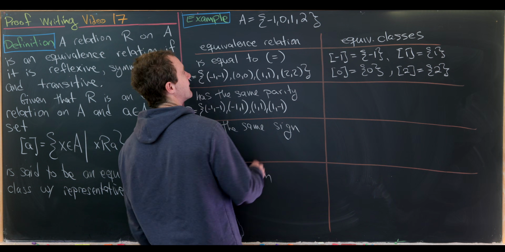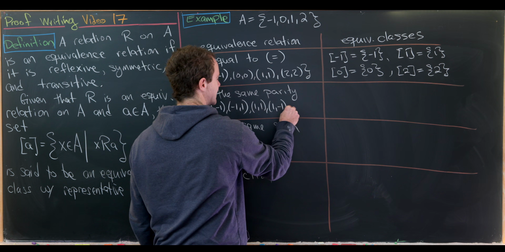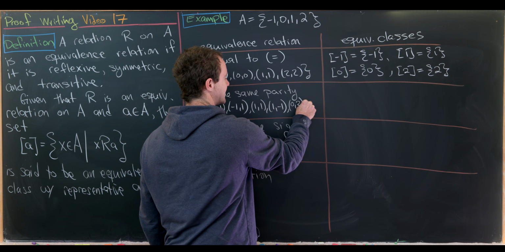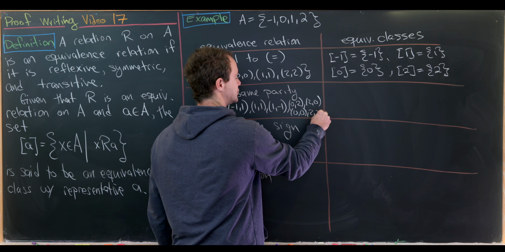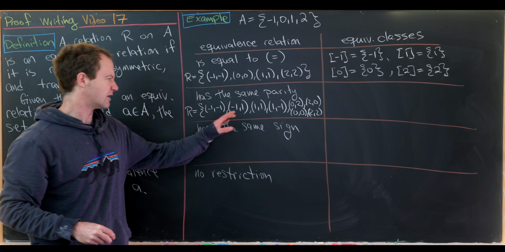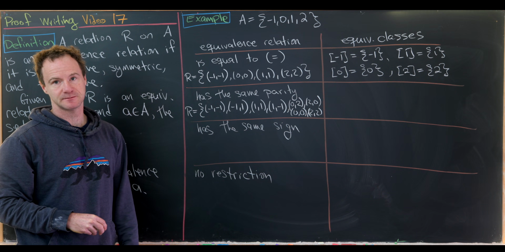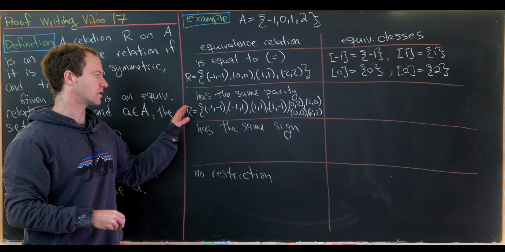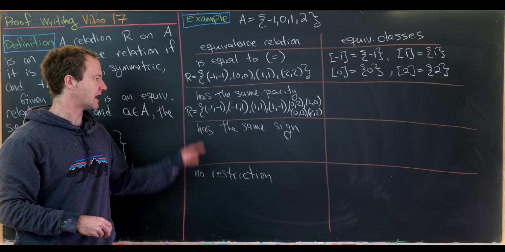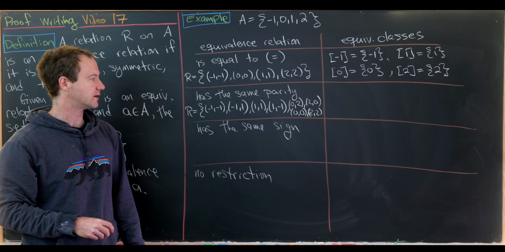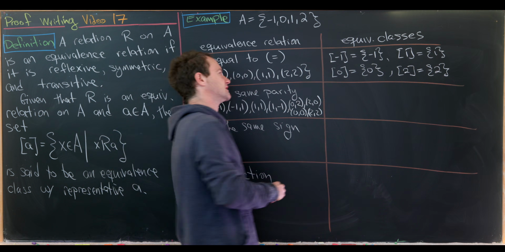And then we also have relations between 0 and 2. So 0 is related to 2, 2 is related to 0, 0 is related to itself, and 2 is related to 2. So that would be everything in that set. Notice that ordered pairs exist if and only if the two entries have the same parity, which is exactly what we want. But now let's form the equivalence classes.